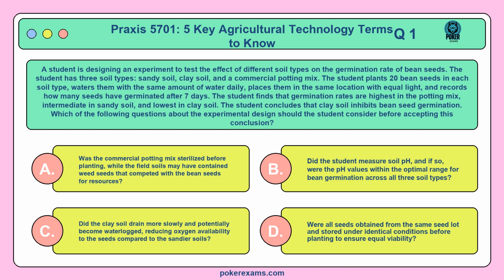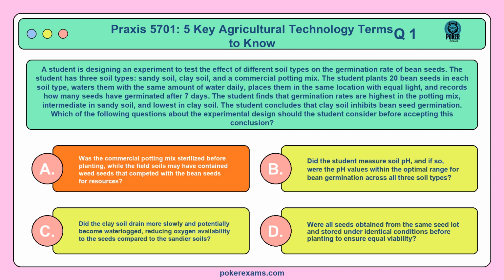The student finds that germination rates are highest in the potting mix, intermediate in sandy soil, and lowest in clay soil. The student concludes that clay soil inhibits bean seed germination. Which of the following questions about the experimental design should the student consider before accepting this conclusion? Option A. Was the commercial potting mix sterilized before planting, while the field soils may have contained weed seeds that competed with the bean seeds for resources?